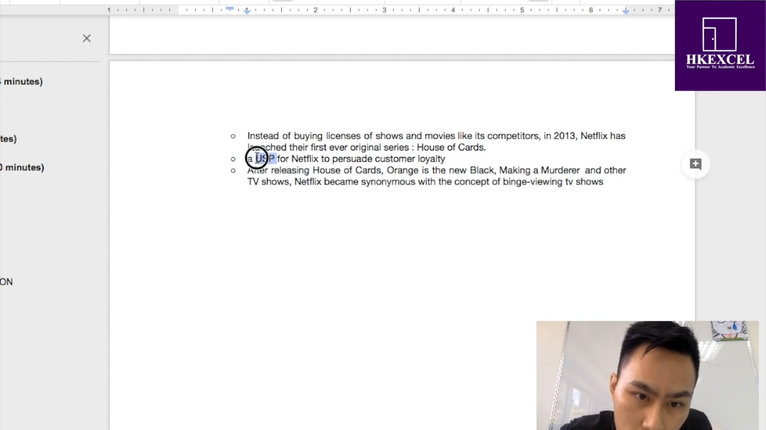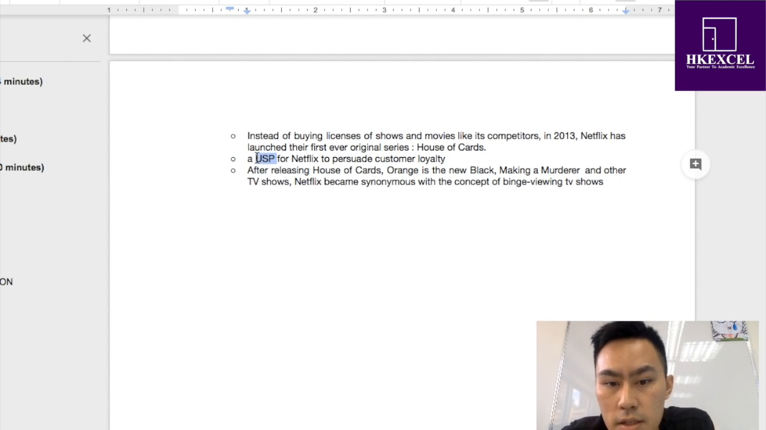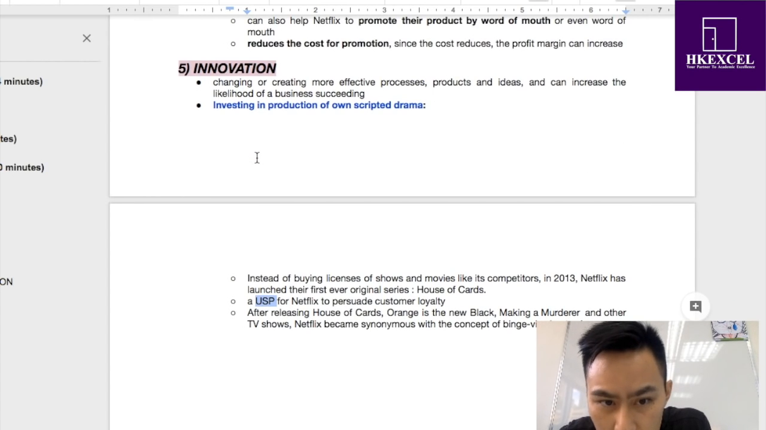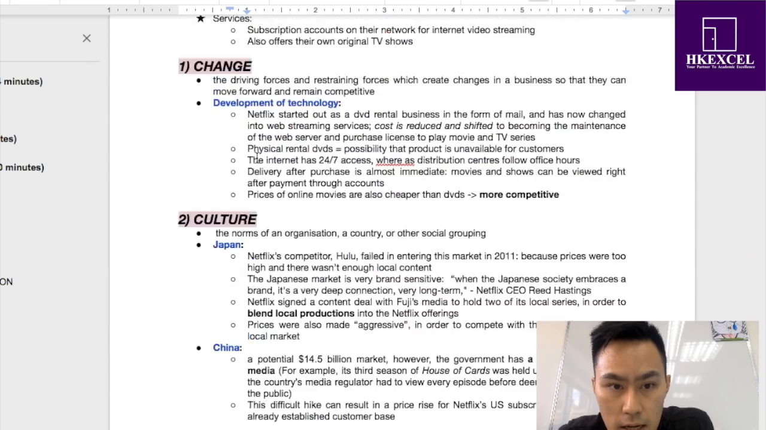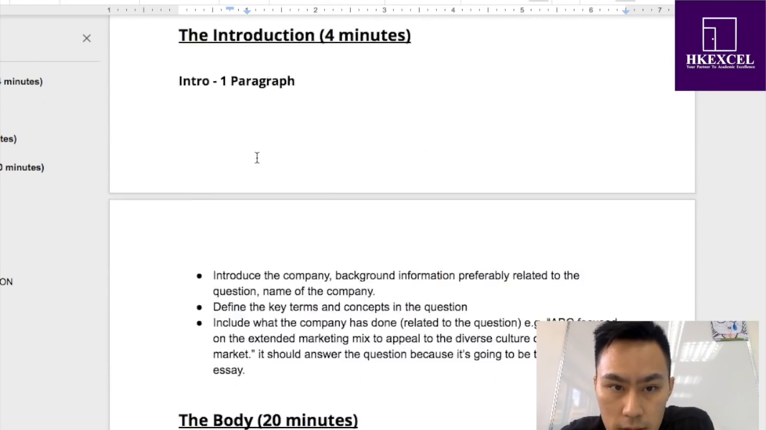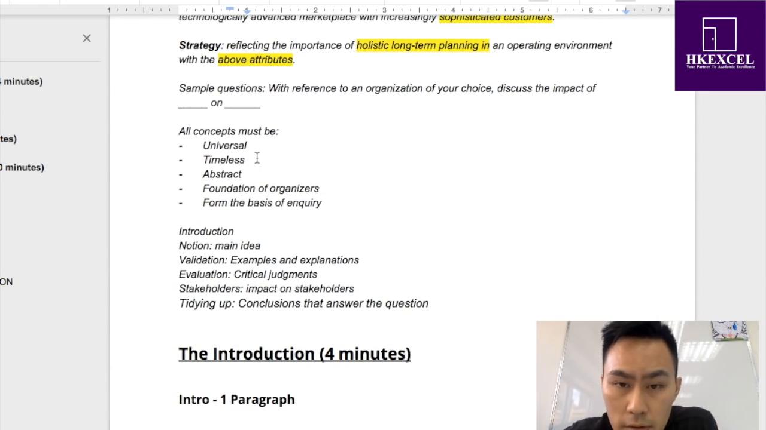So you can see that I try to use the terminology. USP. So not just saying they're very special, but the unique selling point. Yeah. So that is the things that you can talk about in the essay.